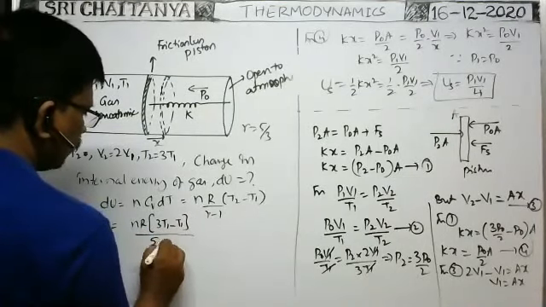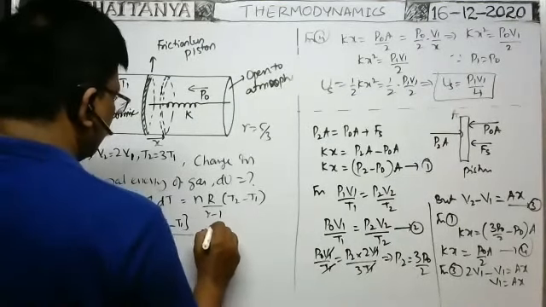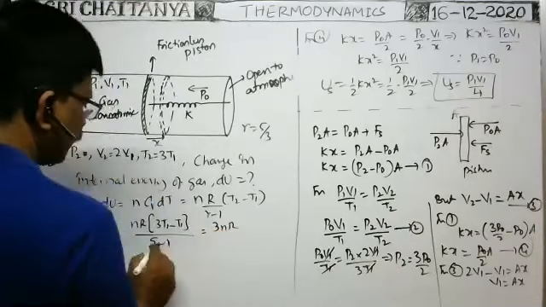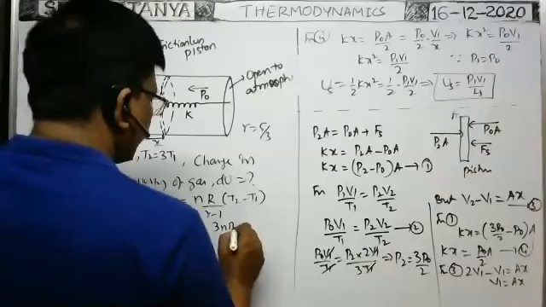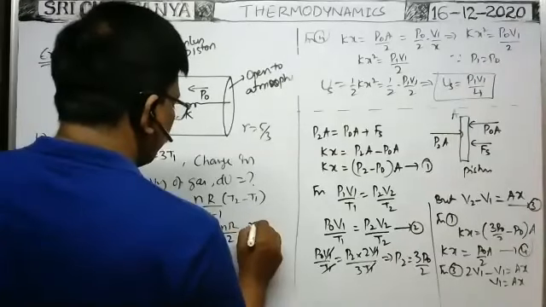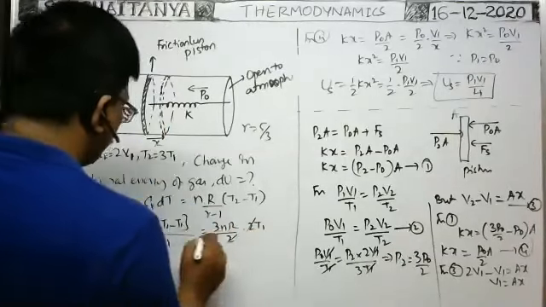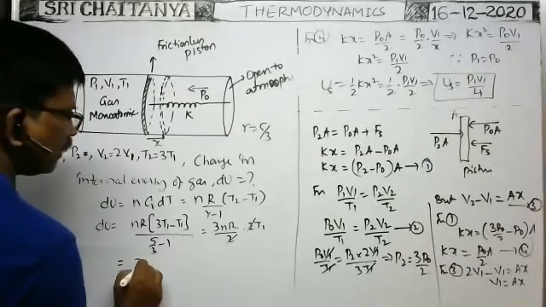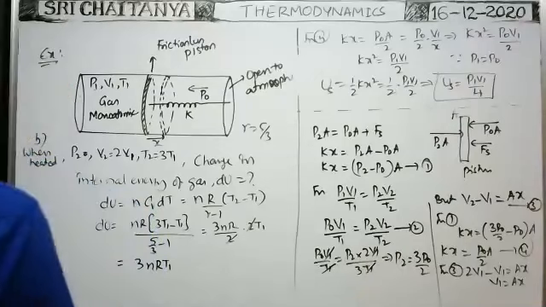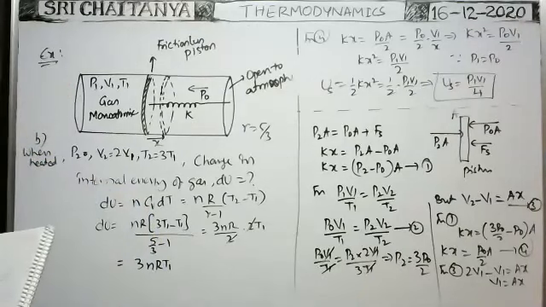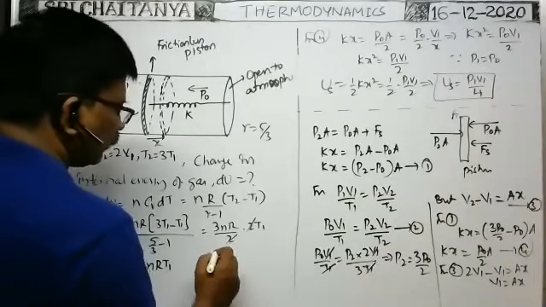So nR into T2, which is 3T1, minus T1, by gamma minus 1. Gamma is 5 by 3, minus 1, that is 2 by 3 now. 3 goes to the numerator, so 3nR by 2 into 2T1. The 2s cancel. Therefore, that is equal to 3nRT1. This is the change in internal energy of the gas. But the answer is given in terms of pressure and volume.